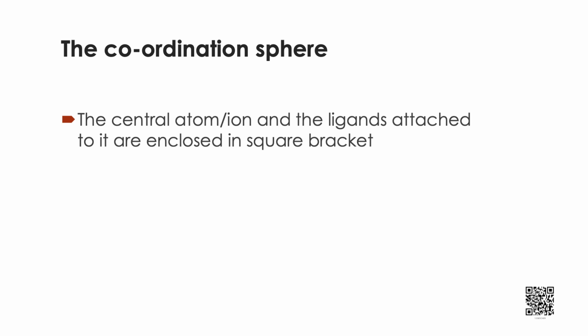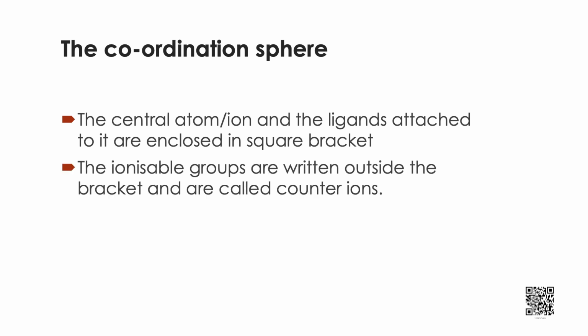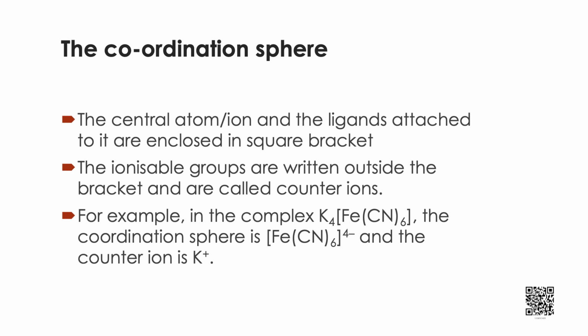The central atom or ion and the ligands attached to it are enclosed in square brackets and is collectively termed as coordination sphere. The ionizable groups are written outside the bracket and are called counter ions. For example, in the complex potassium ferrocyanide, the coordination sphere is the ferrocyanide ion and the counter ion is potassium ion.